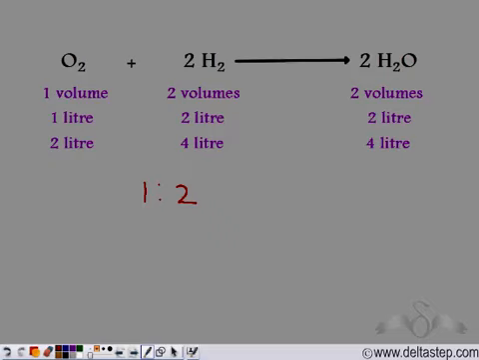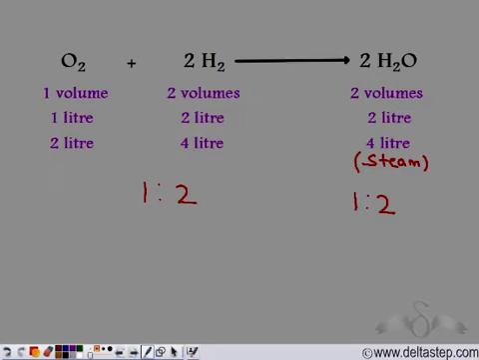Now if we look at the ratio of, say, oxygen to water, in this case water is formed in the form of steam. So this is also in the gaseous state. So if we take oxygen to steam or oxygen to water vapor, we get 1 volume of oxygen gives 2 volumes of steam. So again, the ratio of oxygen to steam remains 1:2.